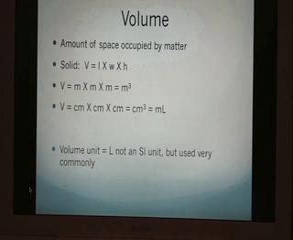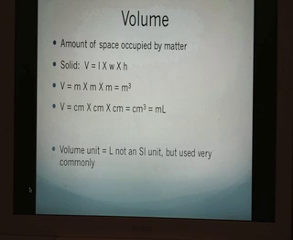Let's talk about volume. I want you to know the definition of volume. Volume is the amount of space occupied by matter. Now we've already determined the volume of a solid in the lab, and that was equal to the length times the width times the height.